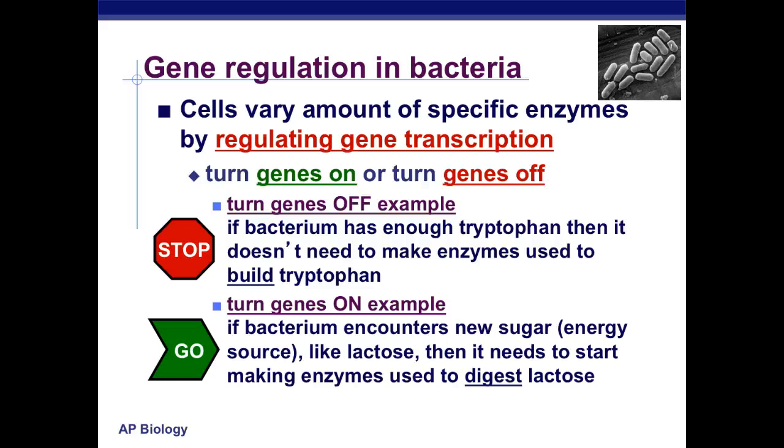For a genes-on example, if bacteria encounters a new sugar like lactose, then it starts to produce enzymes used to digest lactose. This is a good example of a positive feedback loop. In the presence of one molecule, in this case lactose, it will increase the production of enzymes that are going to digest lactose. So increase lactose, increase the enzymes to digest the lactose.